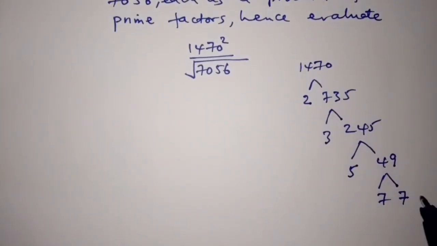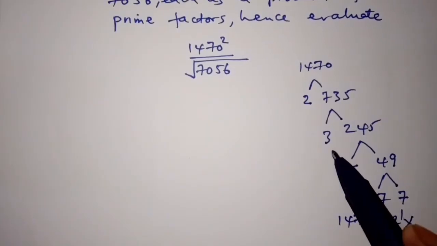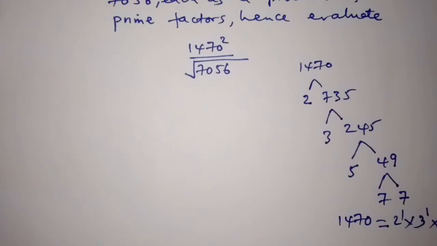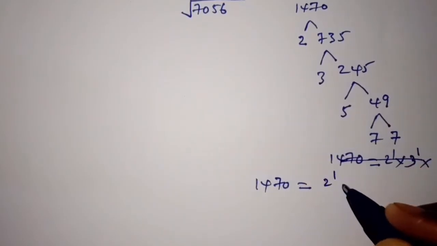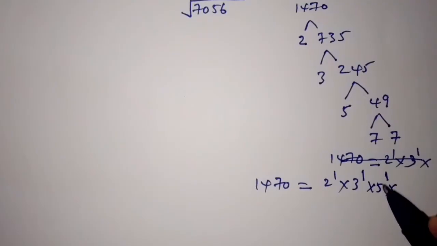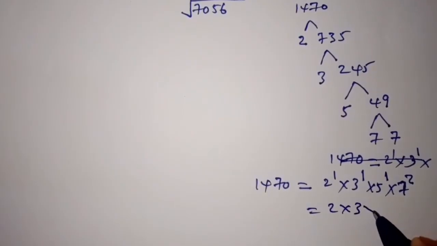So we can say that the factors of 1470 is equal to 2 power 1 times 3 power 1 times 5 power 1 times 7 power 2, which is equal to 2 times 3 times 5 times 7 power 2.